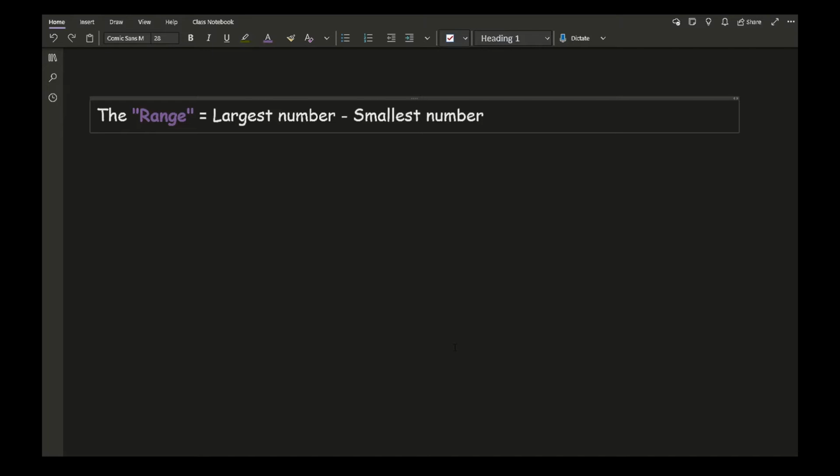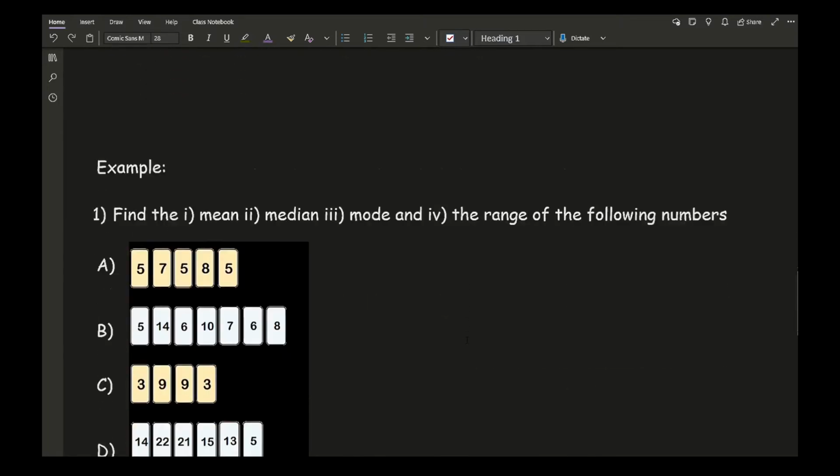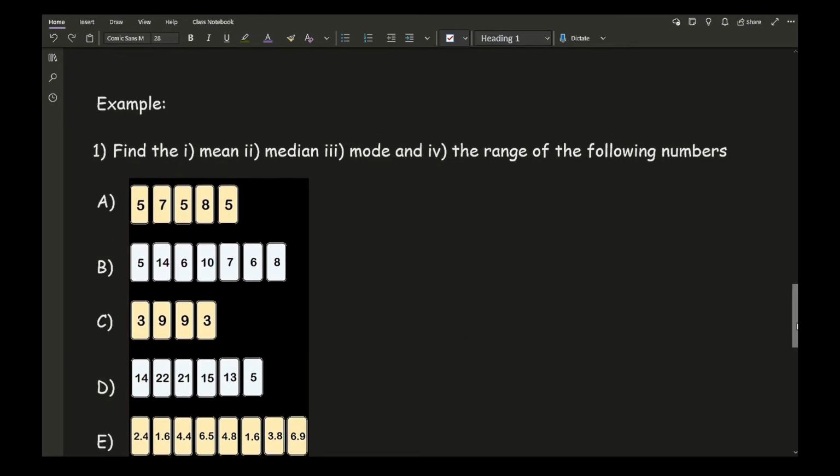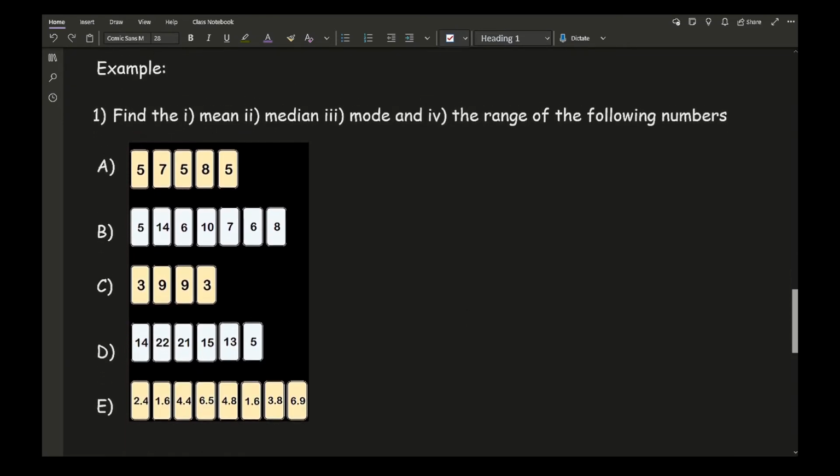Now the best way to understand the averages is by actually working through an example, which is exactly what we're going to do now. So just setting up these questions. What we've got is 5 questions with a different range of amounts of numbers, and what we're going to do now is work out the mean, the median, the mode and the range for each of these questions.